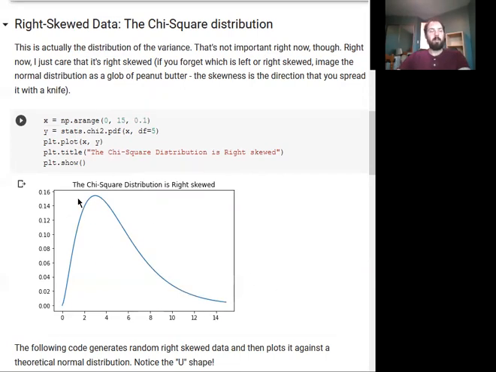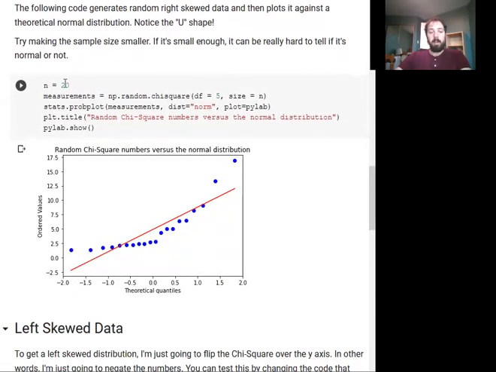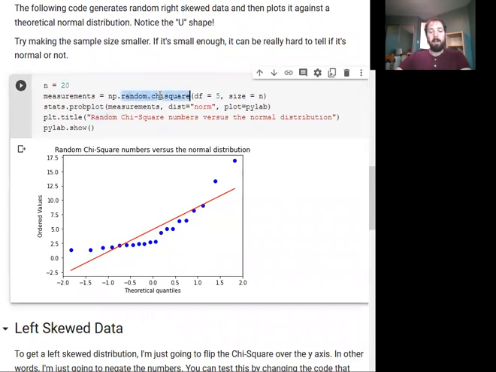The way I like to explain it is if you put peanut butter right here in the middle, and then you push it to the right over your bread, you get a right-skewed distribution. So this is the same sort of thing. Again, I've got n equals 20. I'm generating chi-square distributions this time, and this is one realization of it. We get this sort of upward curve shape. I'm just going to leave that on the screen as I generate more.